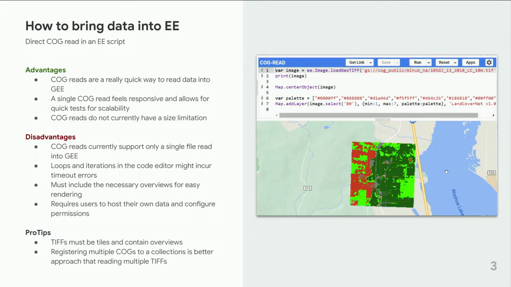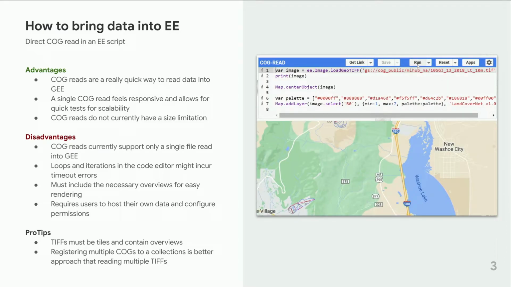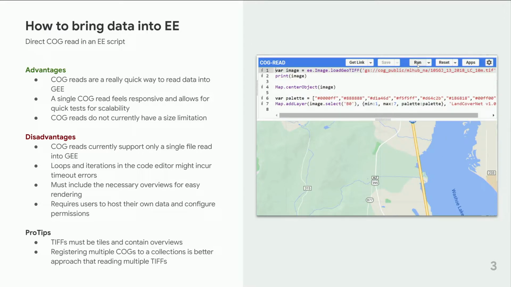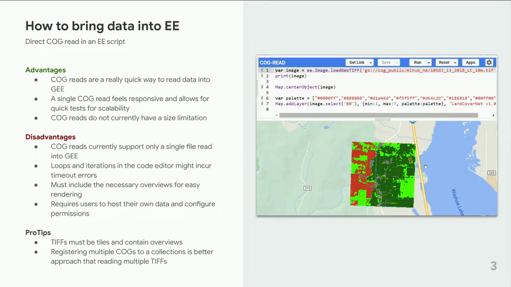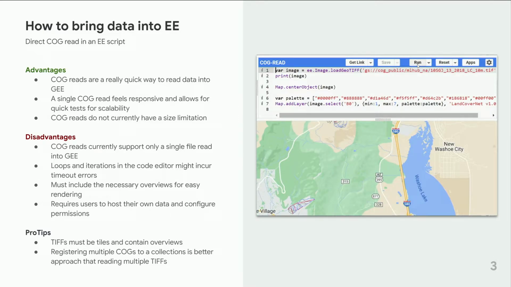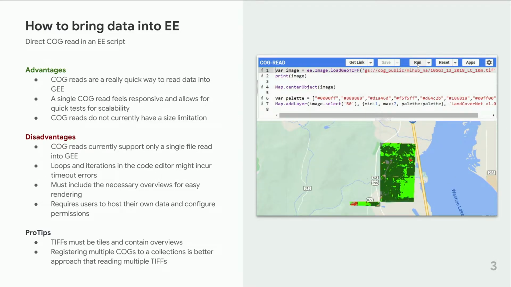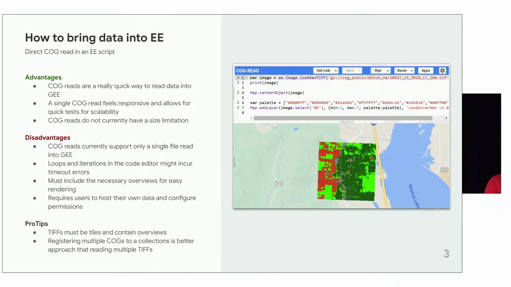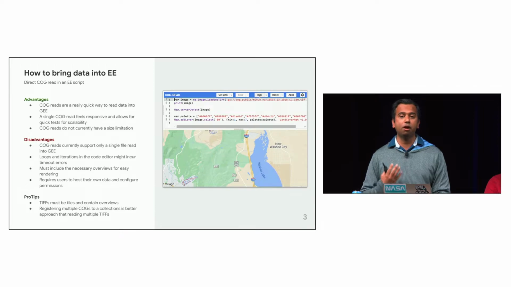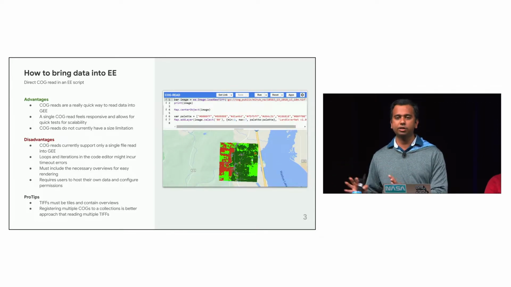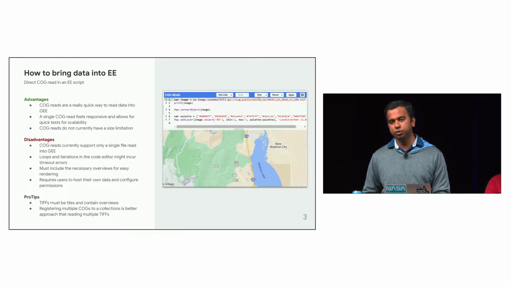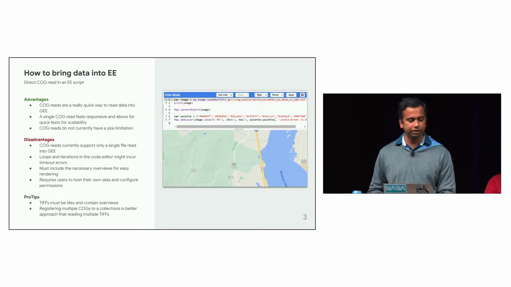Disadvantages: it currently only supports a single file read, like I said. Loops and iteration in a code editor window is a big no-no. We wouldn't recommend you try iterating through multiple of these to try to make a collection. I'll show you a better way of making a COG collection. It must include the necessary overviews for easy rendering. This is a concept for those who are actually creating COGs. There is an entire section, again, in the Earth Engine guide that tells you about overviews and what overviews to create, so make sure you read that piece.